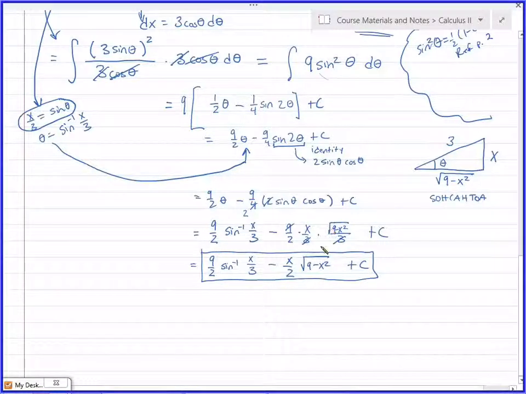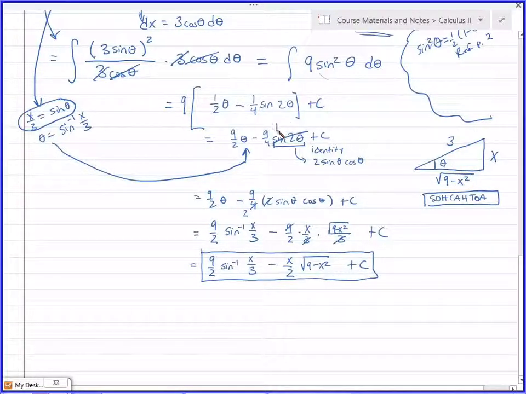Well, I saw that I had 3 times 3 on bottom, which is 9, and I had a 9 on top, so 9 over 9 cancels. Still got an x and a square root of 9 minus x squared up top, and I still got 2 on bottom. So anytime you go to the double angle formula, you draw the triangle. Well, actually, it wasn't because I used the double angle formula. It was because I had a trig function of theta in there. I still had a sine or a cosine or a tangent. Anytime you have any trig function of theta left in there, draw the triangle. Because then from the triangle and from SOHCAHTOA, you can figure out what it is in terms of x.